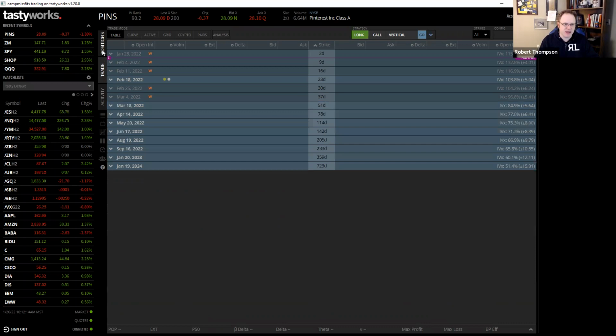Some people just don't like naked options. So if the stock is really cheap and you want to trade it and you're not getting premium for a spread, try a naked option.